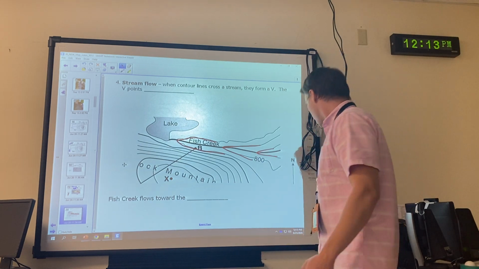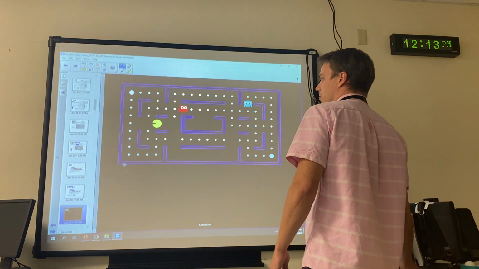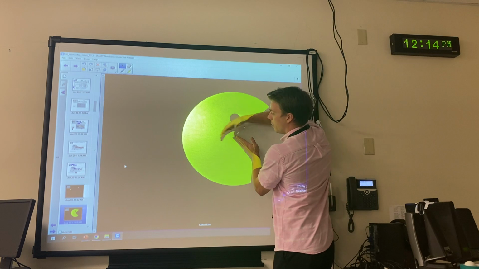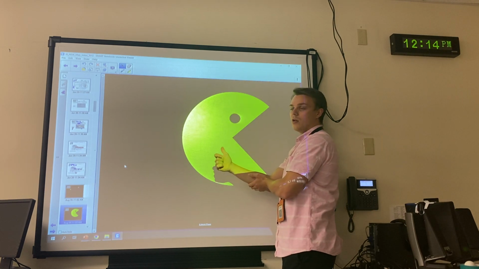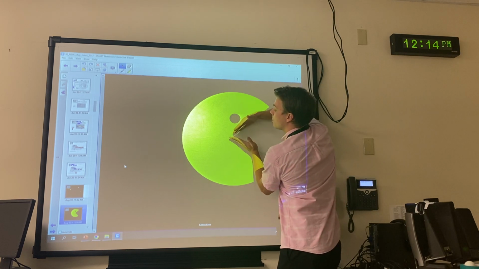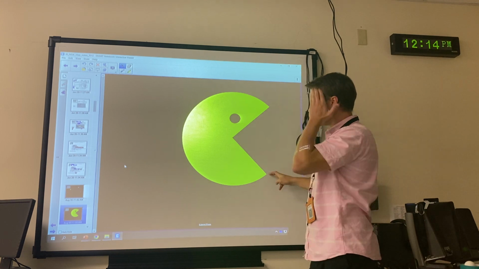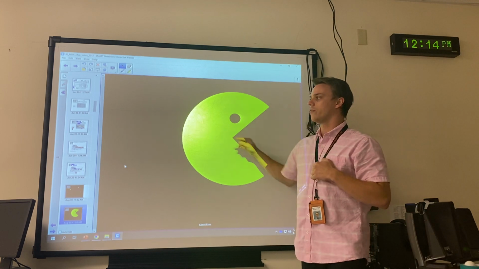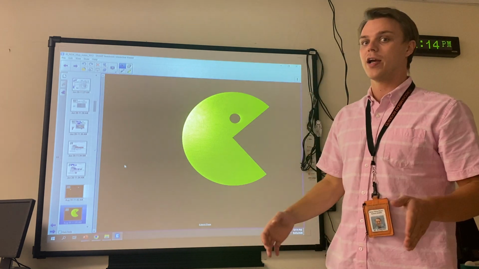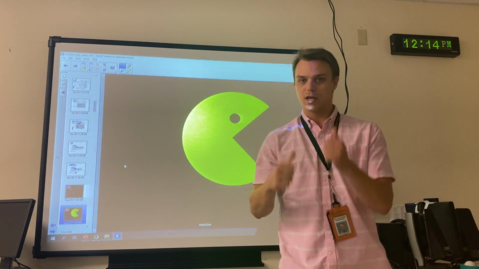The V's point uphill, and this stream flows towards the east, in the opposite direction that the V's point. A way for you to think about this is Pac-Man. All right, so Pac-Man's mouth is a V, right? And V's are going to point uphill, but which way does Pac-Man eat? He eats in the direction that the stream flows. So if Pac-Man's mouth is going to be going this way, right, he's going to move towards the east because the V's point uphill. The V's point uphill, water flows downhill. And downhill is going to be whatever direction is opposite in which the V's are pointing. Okay? Cool.